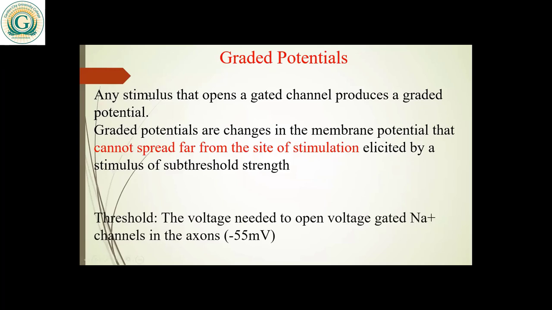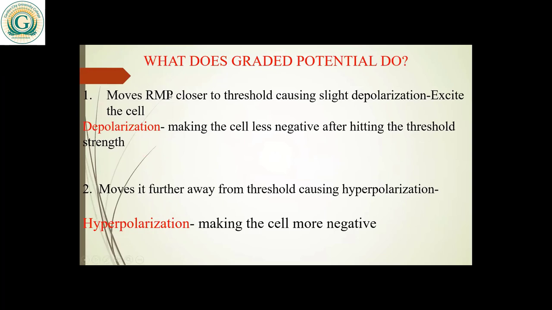So graded potentials will move closer to threshold, causing slight depolarization, which is called excitation. Whenever the membrane potential hits the threshold, it starts excitation or depolarization. What is depolarization? We are making the inside of the cell less negative. So from negative 70, we came to negative 55. That is the threshold. Then you move to negative 40. We are making the cell less negative, right?